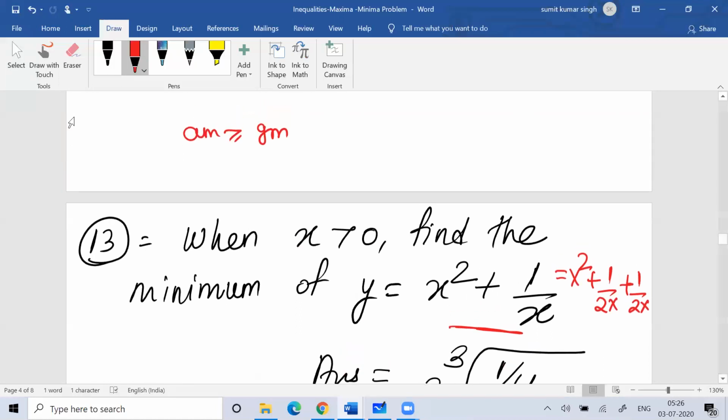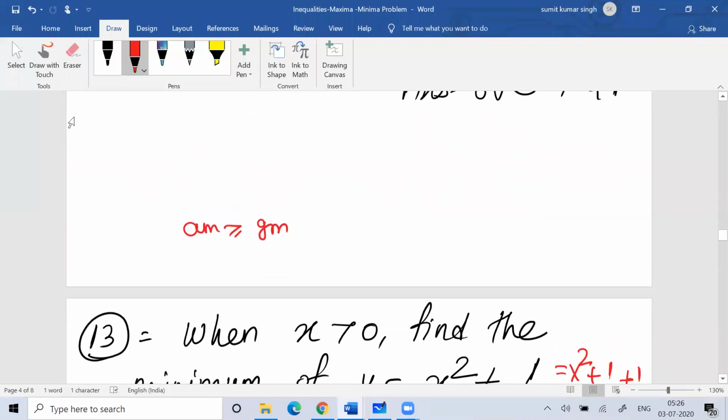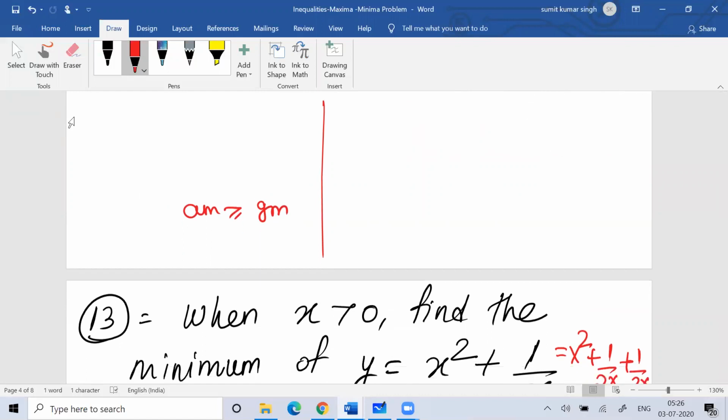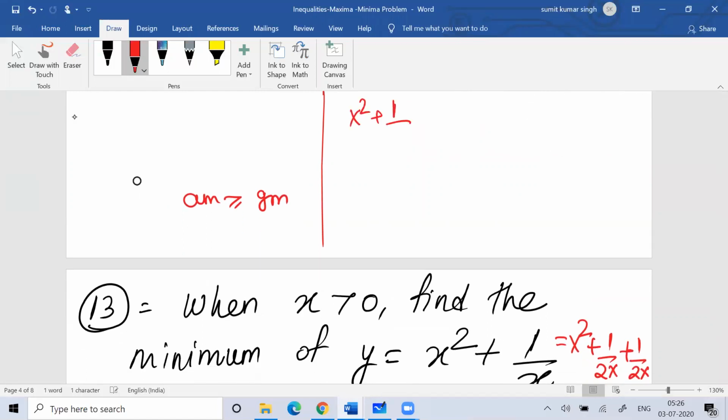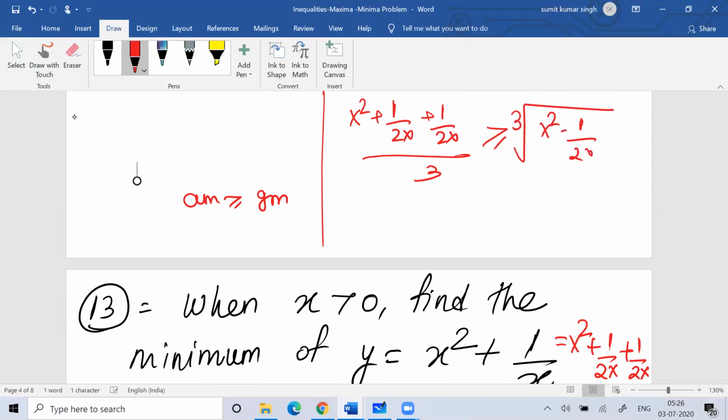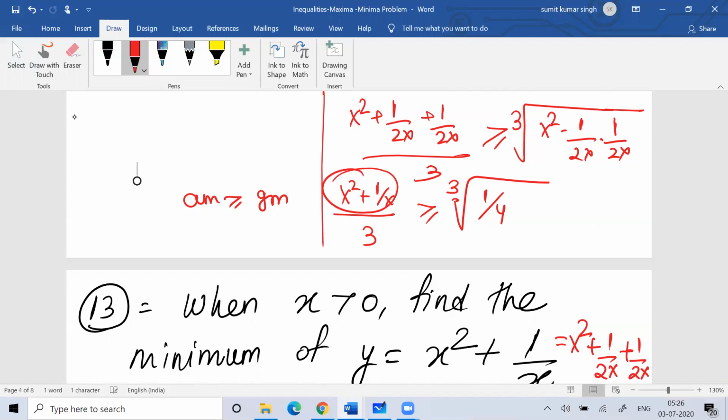So what is the sum of them? The sum of them is x square plus 1 by 2x plus 1 by 2x divided by 3, that is greater than or equal to the cube root of x square into 1 by 2x into 1 by 2x. This is x square plus 1 by x divided by 3, that is greater than or equal to the cube root of x square, they get cancelled, 1 by 4. So the answer for this is equal to 3 into the cube root of 1 by 4. This is your answer.